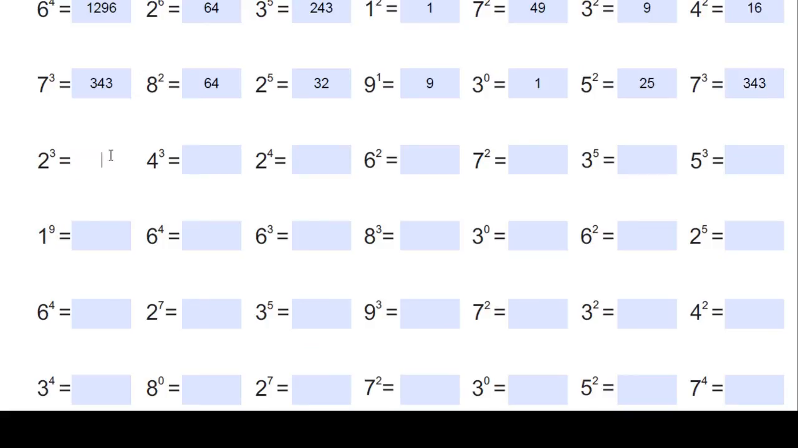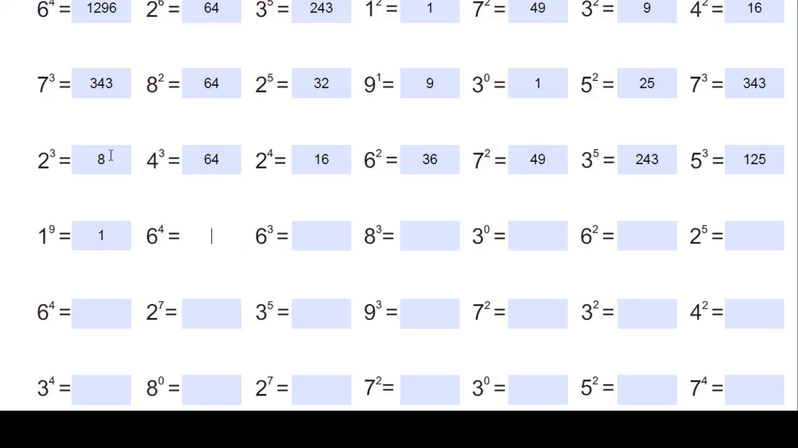2 to the power of 3 is 8. 4 to the power of 3 is 64. 2 to the power of 4 is 16. 6 to the power of 2 is 36. 7 to the power of 2 is 49. 3 to the power of 5 is 243. 5 to the power of 3 is 125. 1 to the power of 9 is 1.